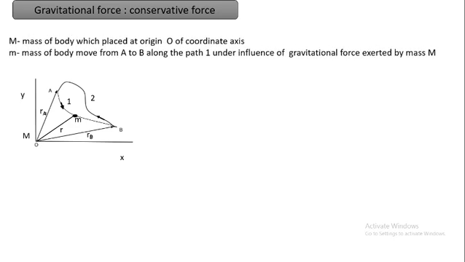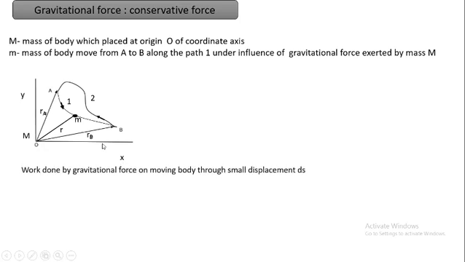For that purpose we consider capital M as the mass of the body which is placed at the origin of the coordinate axis. And suppose there is a small mass m that moves from point A to B along path 1. Now this motion of the body is under the influence of the gravitational force, and that gravitational force is due to the heavy mass body, that is capital M. So the force exerted on the mass m is due to this force.